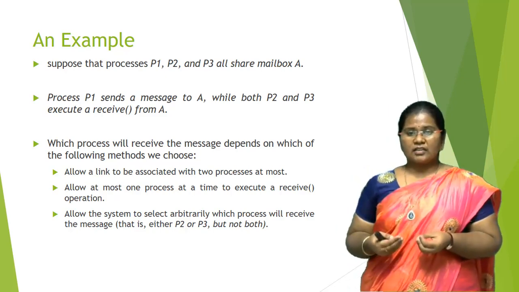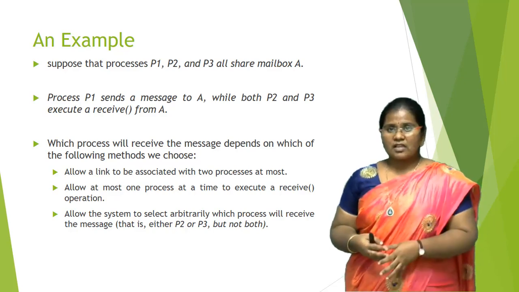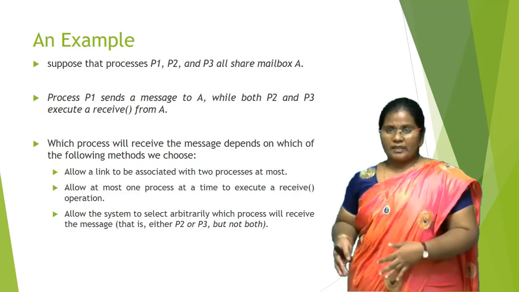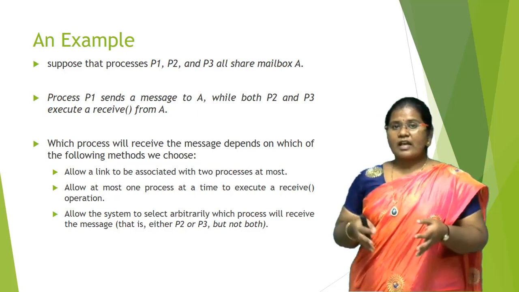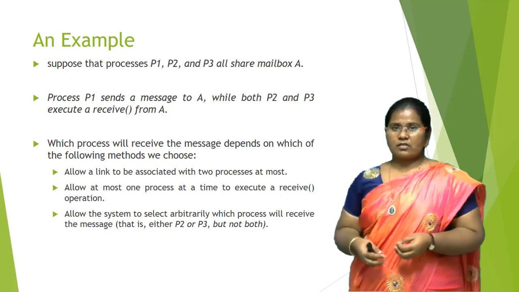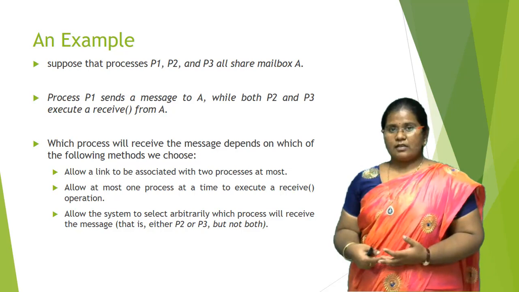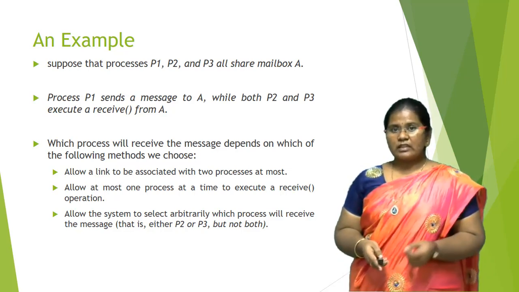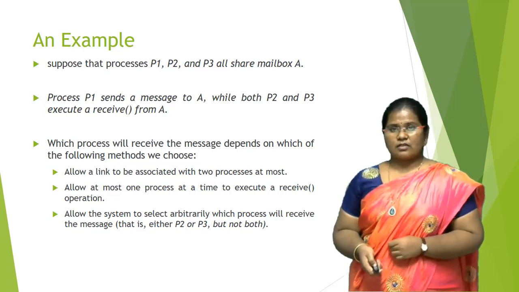And the third condition here is you can allow the operating system itself to randomly choose one of the processes, either P2 or P3. Since we have two available receiver processes, you can allow the operating system to select either of these two. Either P2 can execute the receive system call or P3 can execute the receive system call, but not both. So in the third case, the operating system will select the process to receive a message.